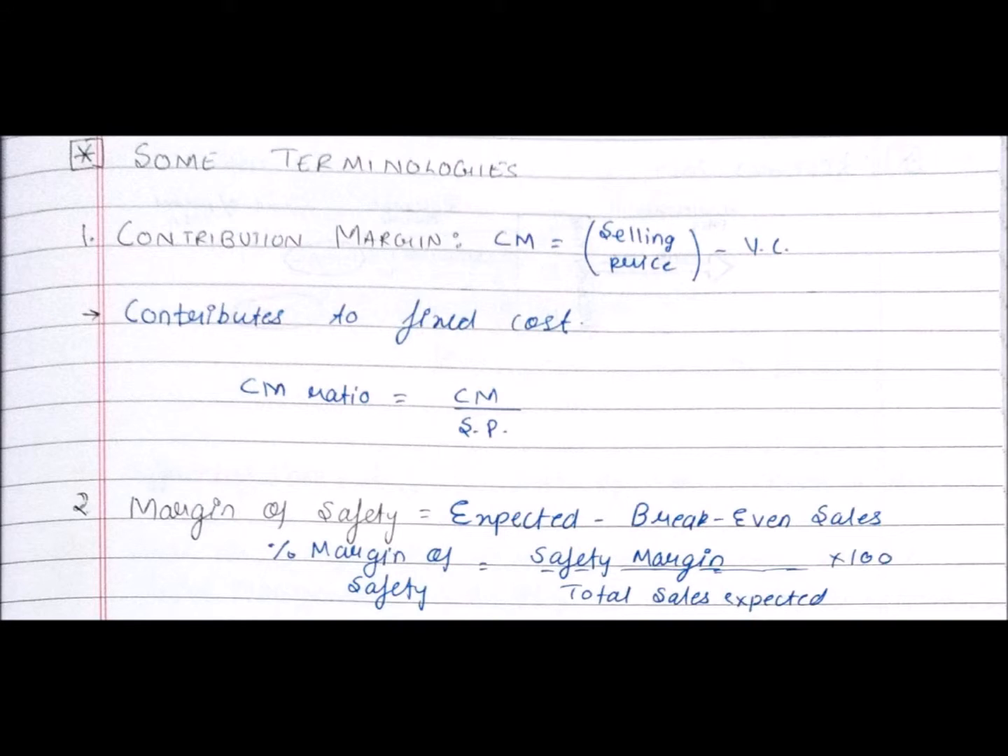Now some terminologies. What is contribution margin? As we said, the variable cost goes into the manufacturing of that product. So it is that cost that will contribute to the fixed cost. So that is selling price minus variable cost. So it contributes to the fixed cost. What is contribution margin ratio? It is the ratio of contribution margin upon selling price. Margin of safety is the difference between expected sales minus break even sales. So that is the safety margin that we are keeping in sales.